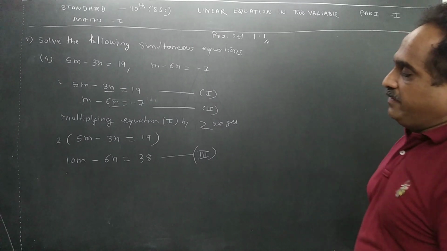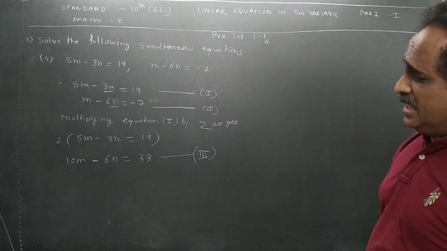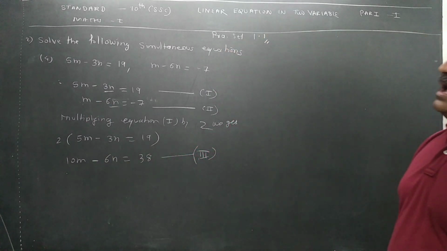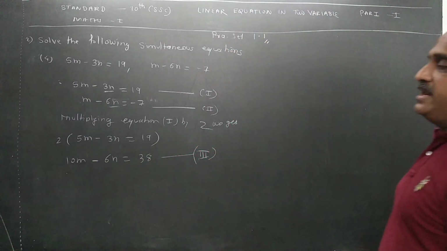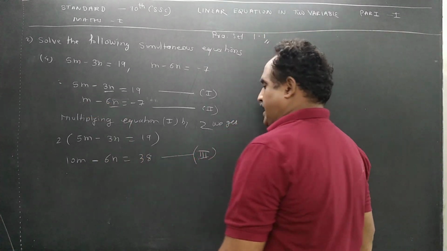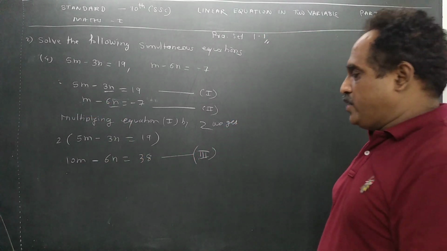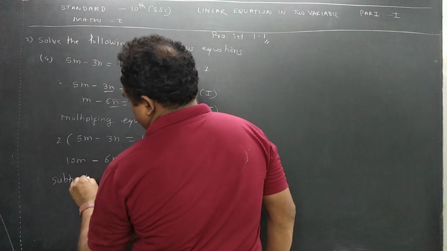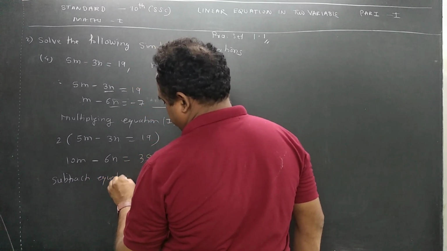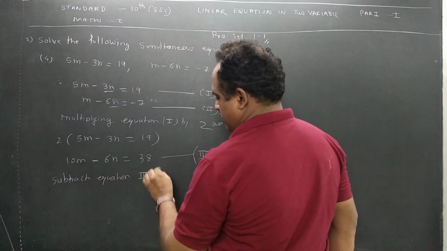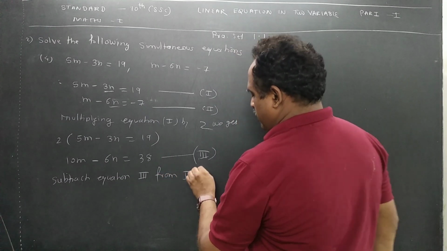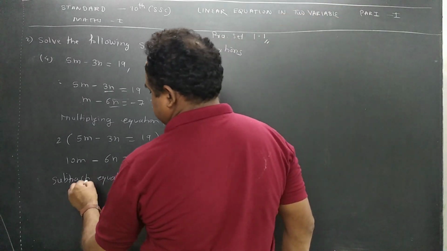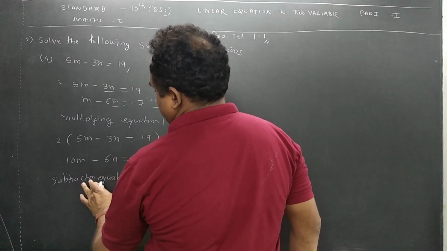Okay, got it now? So equation 3 you got. Now see, here minus 6n is the same, right? Then you have to see the sign. Here it is minus and minus. If it is the same, then you are going to subtract the equation. So I'll write: subtract equation 3 from 2, we get. 3 from 2 means you have to write the second equation first. Okay, subtracting.